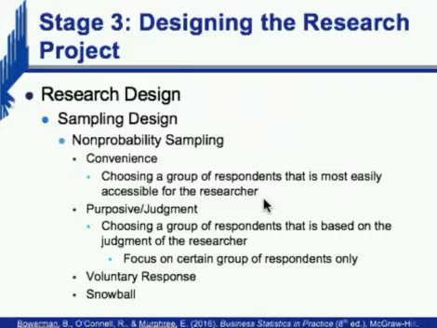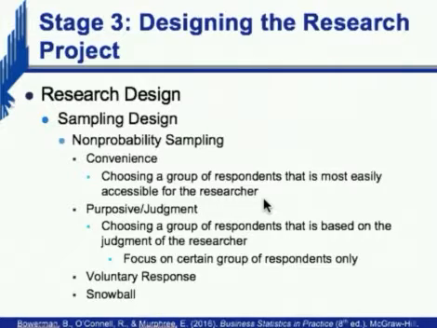Another non-probability sampling method is purposive or judgment sampling. Here, we choose a group of respondents that is based on the judgment of the researcher. So it's subjective depending on the choices or the preferences of the researcher. For example, if the study is about the studying habits of Loyola School students, purposive or judgment sampling happens if the researcher chooses what he or she thinks is an ideal Ateneo student.